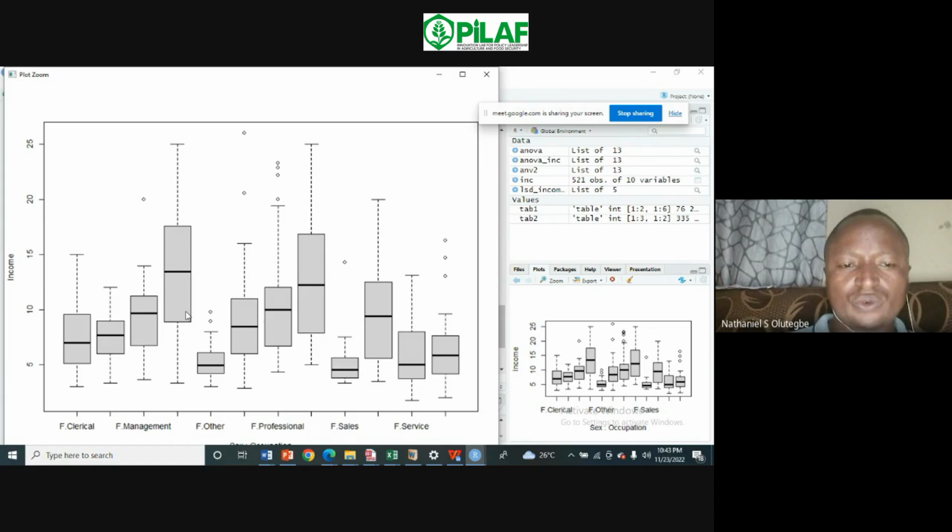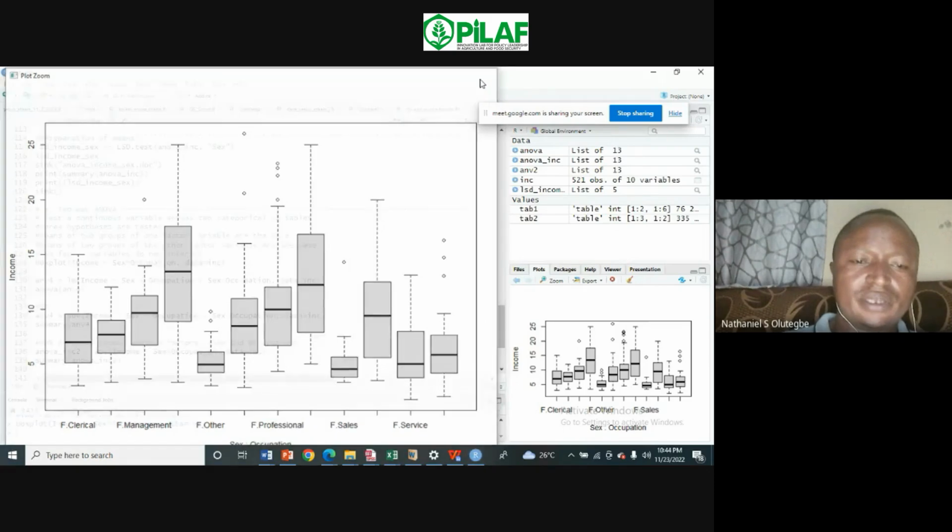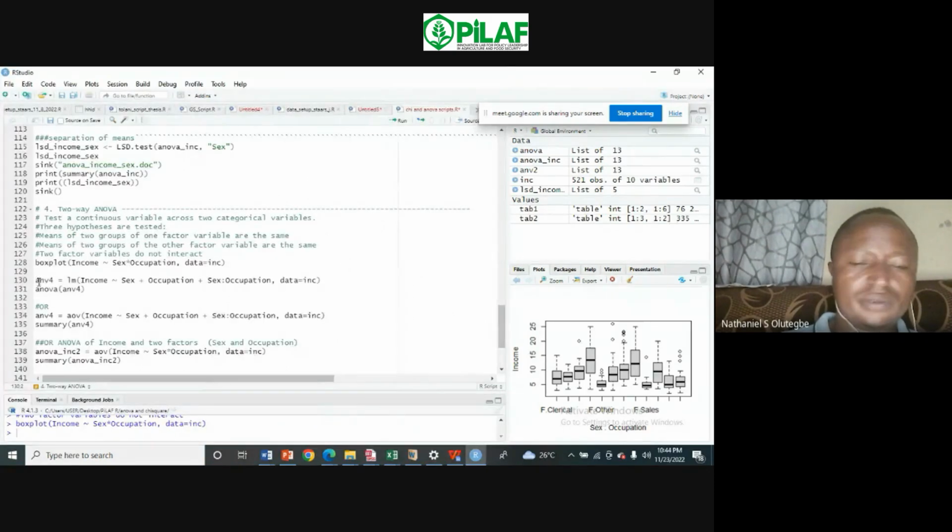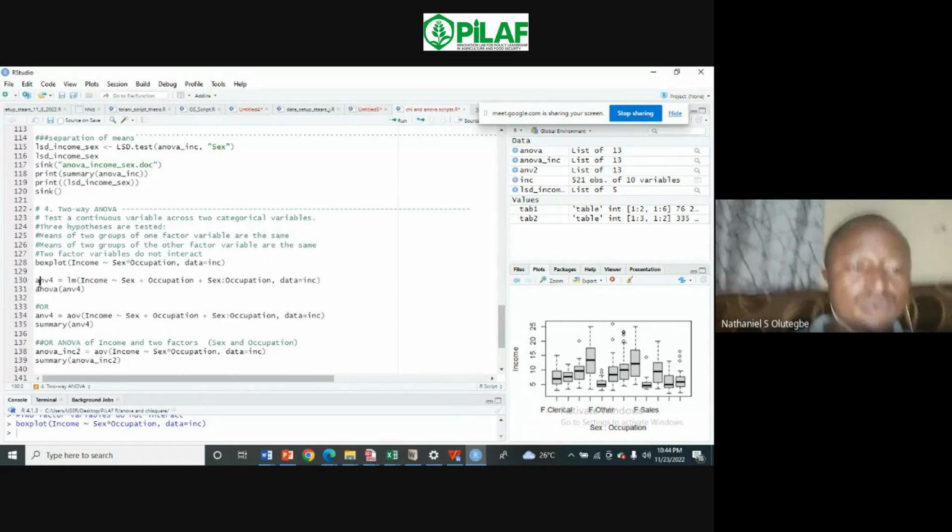So yeah, you can see that some of them are high, some of them are low. So you see some element of differences really, but then we need to see what direction that is exactly by going further to doing a test, an ANOVA test, and of course a follow-up test, which is a test of separation of means.